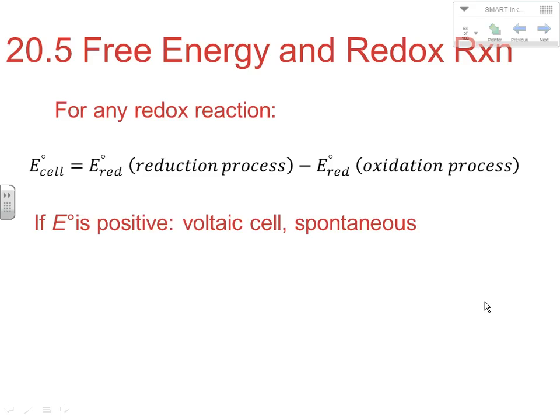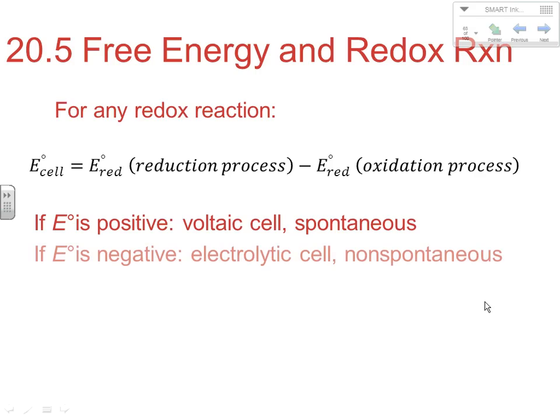Now, as it turns out, if you get a positive value for the cell potential, then you know it was a spontaneous reaction. So that'd be a voltaic cell situation. And if you get a negative value for your cell potential, your EMF, then that would be a non-spontaneous redox reaction, and you'd know you'd have an electrolytic cell situation.